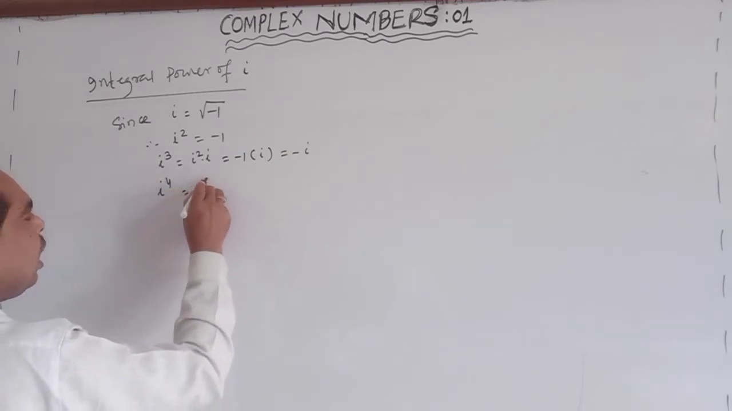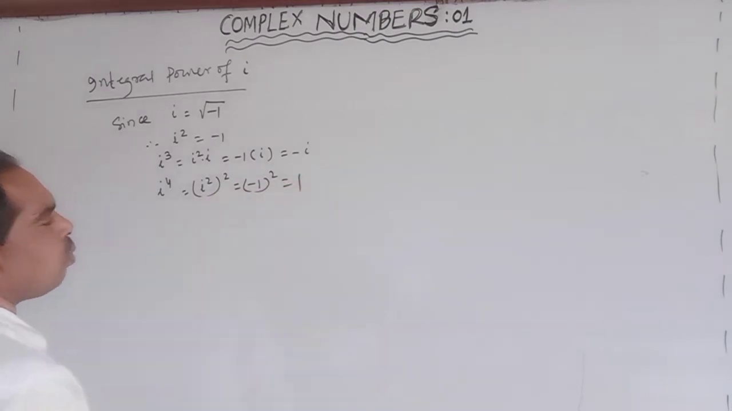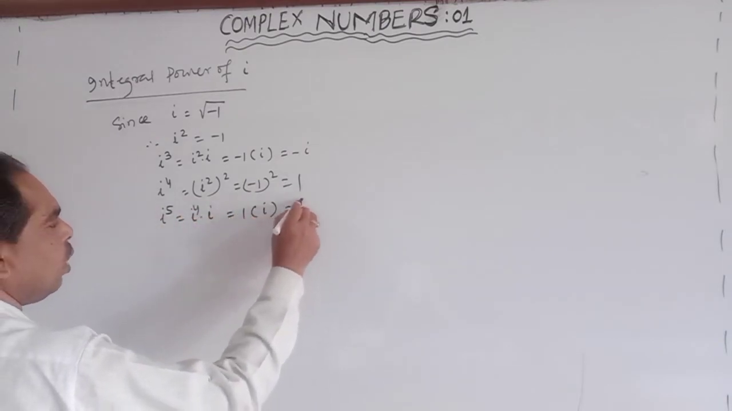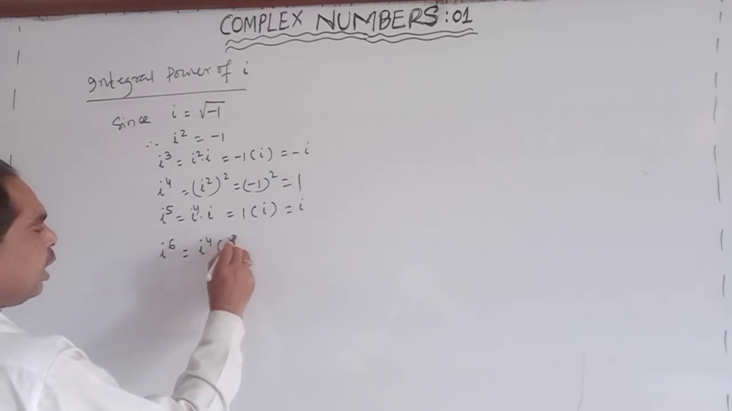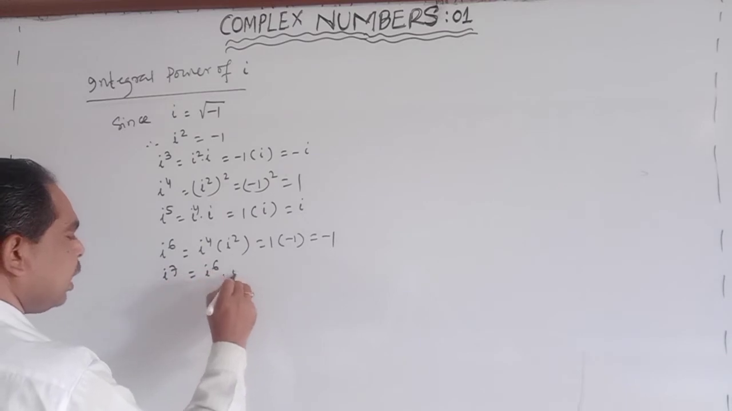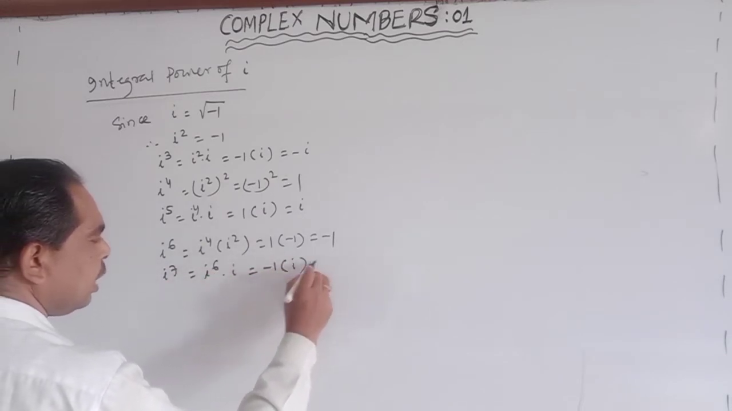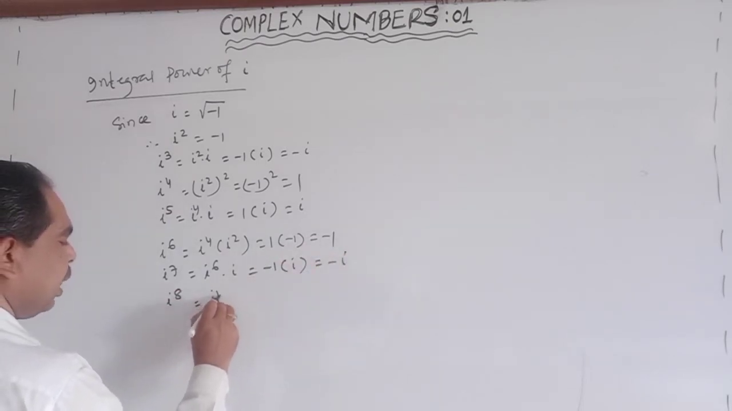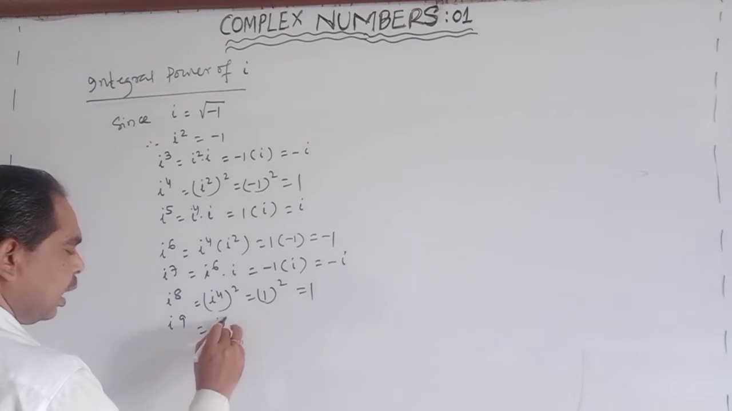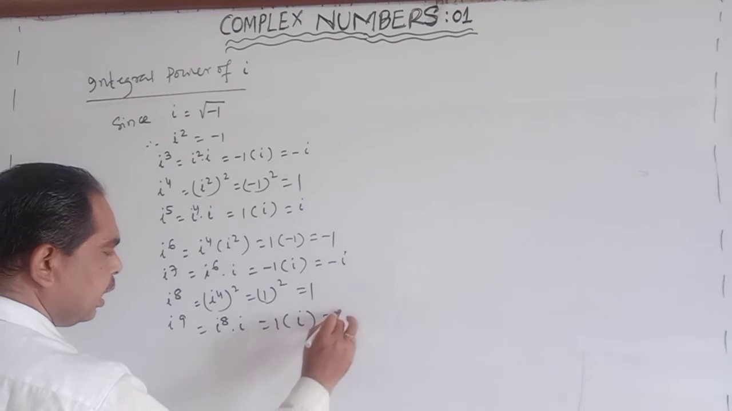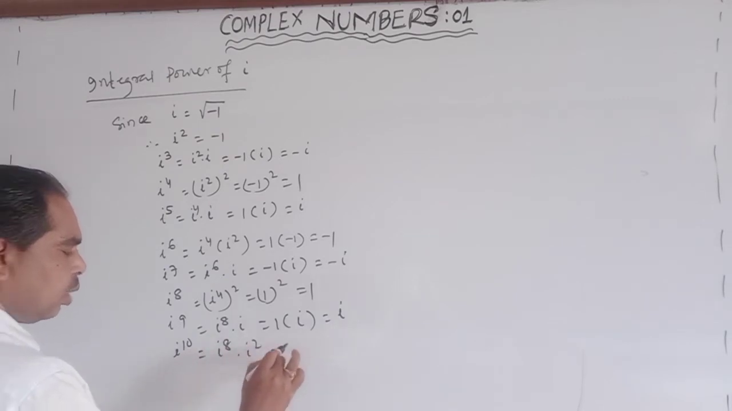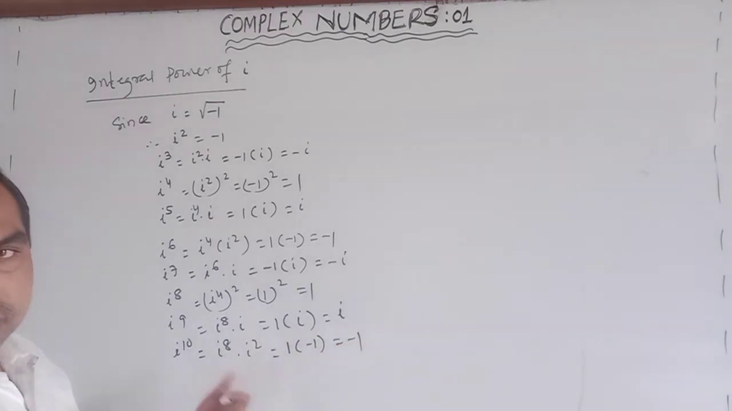i fourth, i square squared, minus 1 square, is equal to plus 1. i fifth, i fourth into i, 1 into i is equal to i. i sixth, i fourth into i square, 1 into minus 1 is equal to minus 1. i to power 7, i to power 6 into i, means minus 1 into i is equal to minus i. i to power 8, i to power 4 square, so 1 square that is 1. i to power 9, i to power 8 into i, so 1 into i is equal to i. i to power 10 is equal to i to power 8 into i square, so 1 into minus 1 is equal to minus 1.